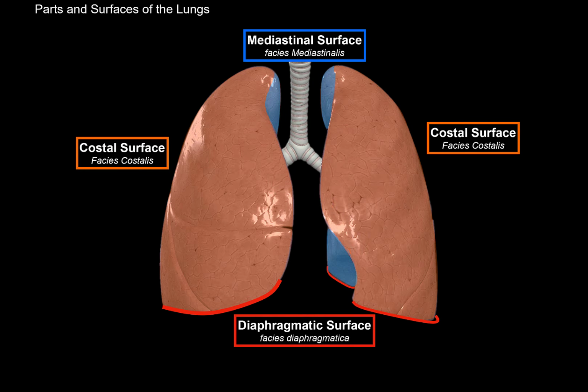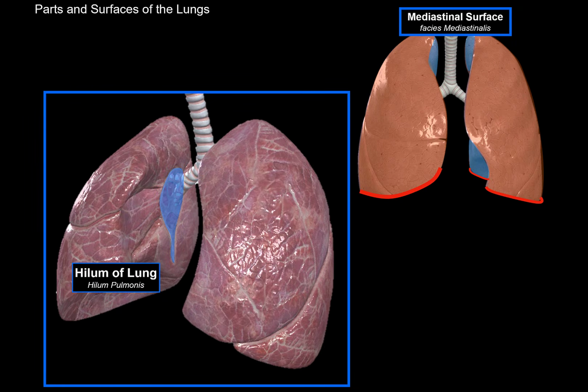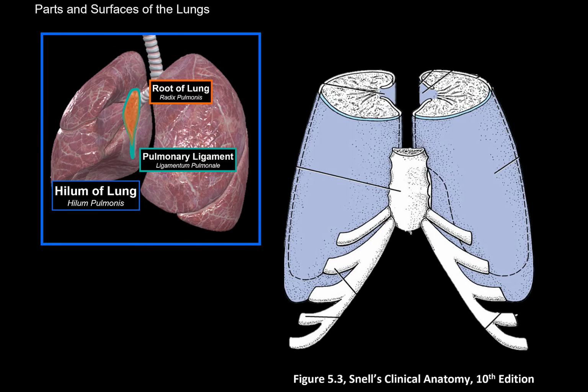Now the mediastinal surface is very important because this is the surface where you'll find the hilum of the lung. Think of the hilum as an entrance or a hallway which leads into the lungs. And this entrance is bordered by the pulmonary ligament. All structures that come in and go out from the lungs are called the root of the lung. And here's an image that I really liked from the book Snell's Clinical Anatomy. The reason why I liked it is because it perfectly shows what the hilum of the lung looks like. You see, it's kind of a depression or a hallway that leads into the lung, bordered by the pulmonary ligament, and structures go in and out as the root of the lung.